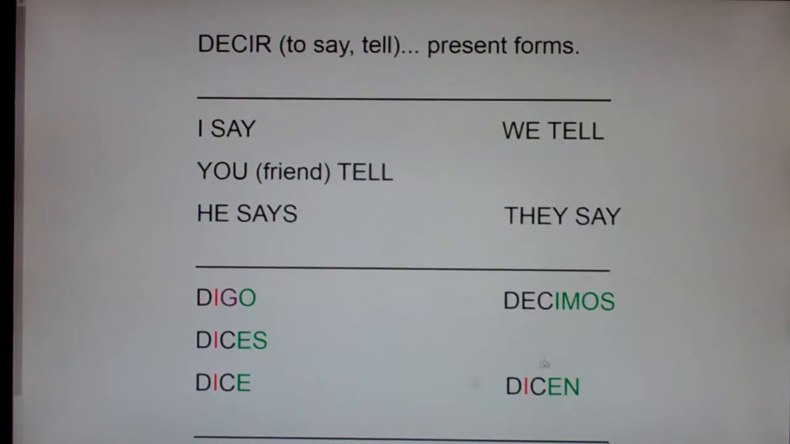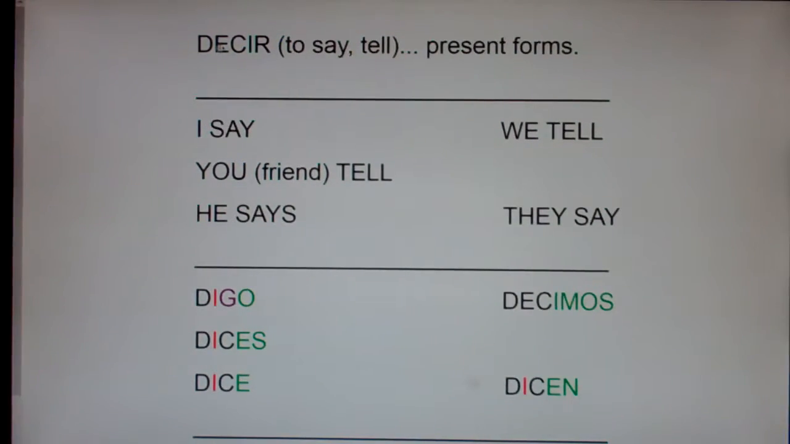But this is tricky. This is a boot verb. Notice, this is kind of a boot. This is the top of the boot, the heel, and the toe. Okay, sort of a boot verb or a stem changing verb. This E turns into I. What's the only form of decir where the E does not turn into I? The we form.